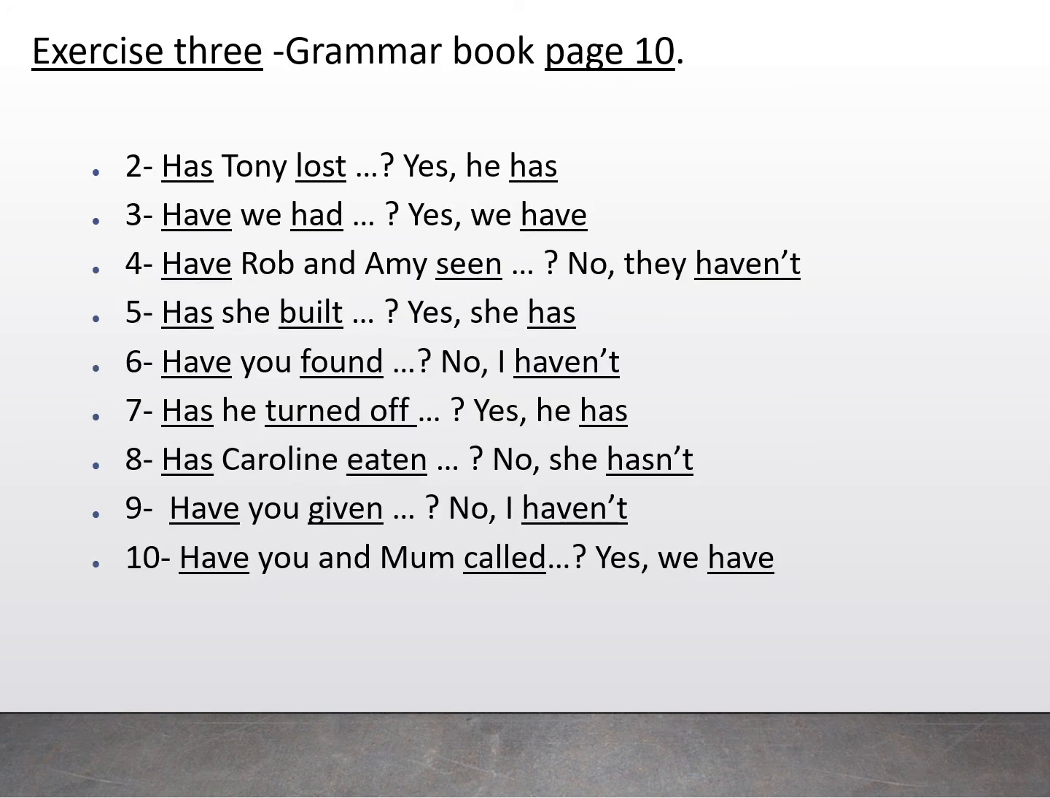Moving to exercise number 3, page 10 in your grammar book. Complete the questions and short answers. Use the verbs in brackets. You can tell that we are using the present perfect, so you are going to use have or has, depending on the subject. If the subject is singular, you are going to use has. If the subject is plural, you are going to use have plus the verb 3 of the verb between the brackets. Here are the answers of exercise 3.